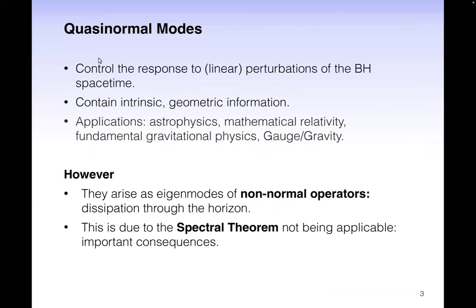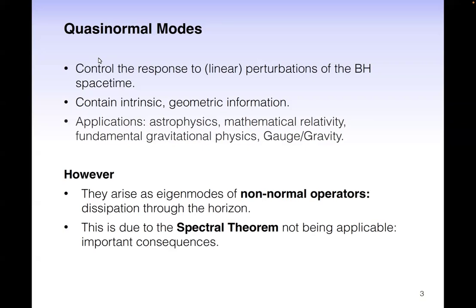The story today starts with a discussion about quasinormal modes. As you all know, black hole quasinormal modes essentially control the response of a black hole to linearized perturbations. And these modes arise essentially as eigenmodes of the Hamiltonian of the system, if you want the evolution operator in the system. And over the last few decades, they have received a lot of attention in the literature, mainly because they contain intrinsic geometric information about the black hole. So essentially, you can use quasinormal modes to characterize your black holes.